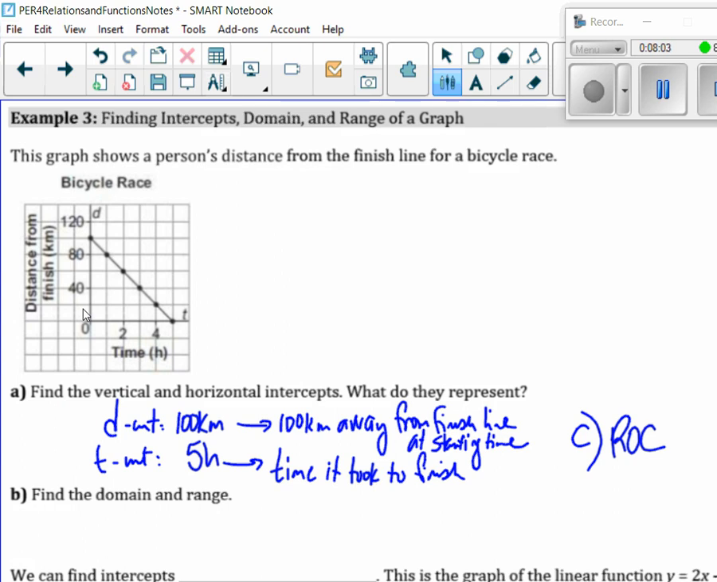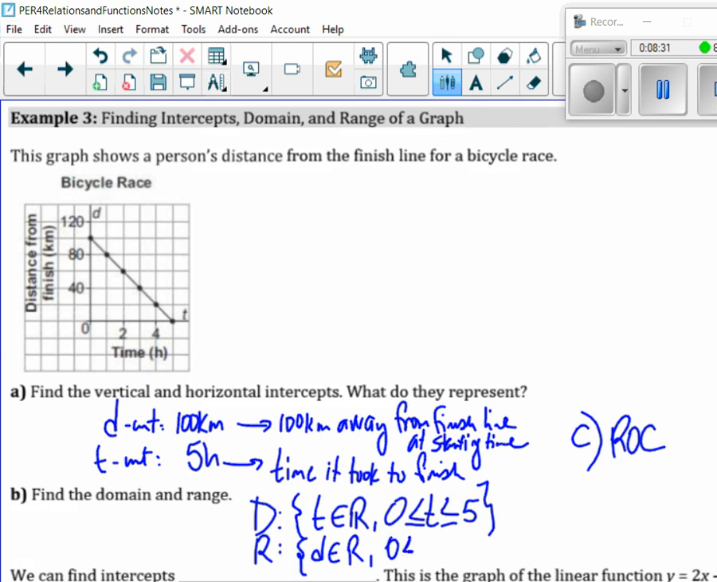Okay, so what's my domain here? So it's not X, it's T, right? So T is an element of the reals. T is between two things. What is it between? Yeah, 0 and 5. And my range? 0 and 100. Is that what everybody got?